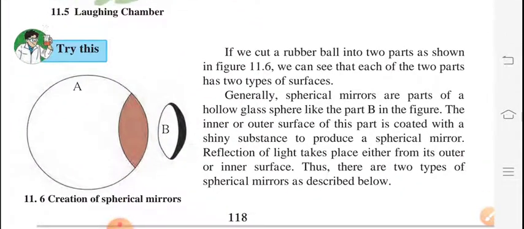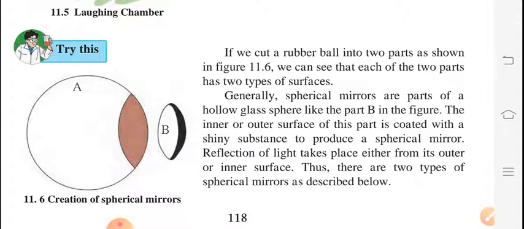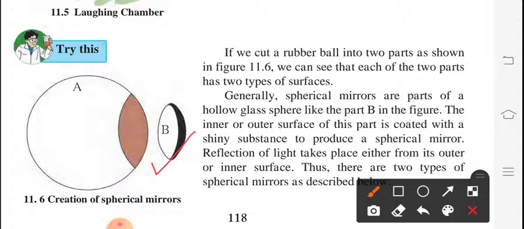If you cut a rubber ball into two parts as shown in the figure, we can see that each of the two parts has two types of surfaces. Generally, spherical mirrors are part of a hollow glass sphere like part B in the figure. The inner or outer surface of this part is coated with a shiny substance to produce a spherical mirror. Reflection of light takes place either from its outer or inner surface. Thus, there are two types of spherical mirrors.